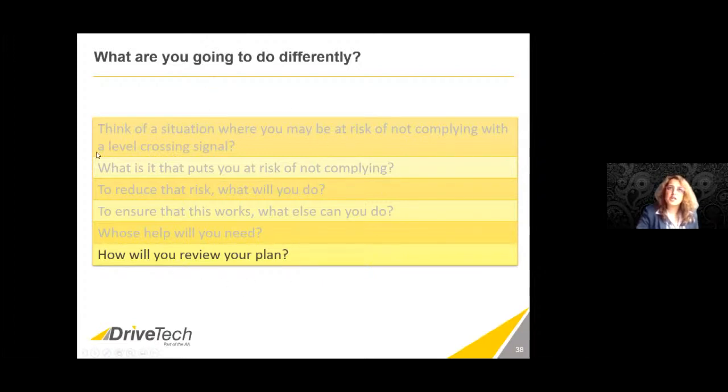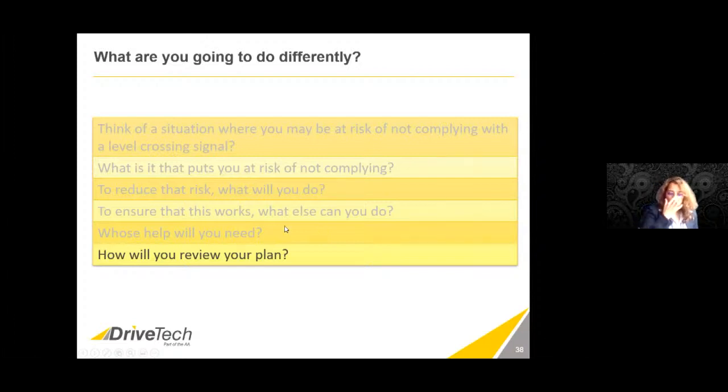One of the reasons we get delegates to write out an action plan is when you write things down, you will remember them for longer, and also you're more likely to do it, and you've got something to refer to as well. So again, action plans, very, very good.